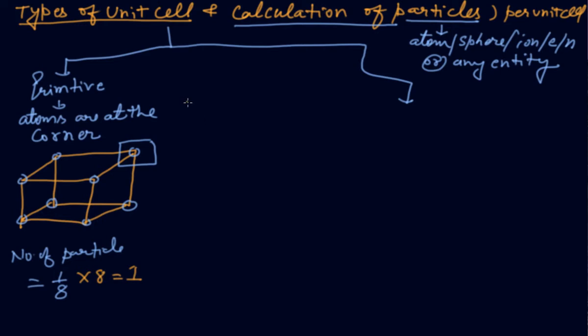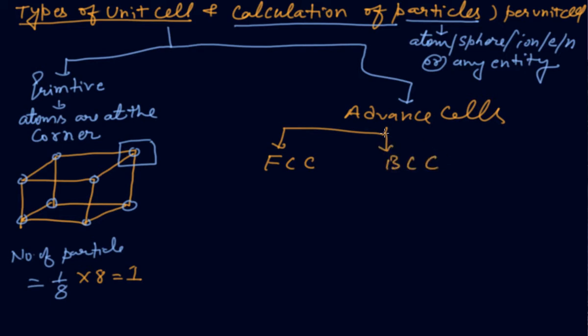Now come to the next, advanced cell. Advanced cells are three types. Number one is face centered cubic, also called cubic close packing. Then comes body centered cubic. Then comes end centered cubic. Now on the next page we will draw their diagrams, and that is the last for today.